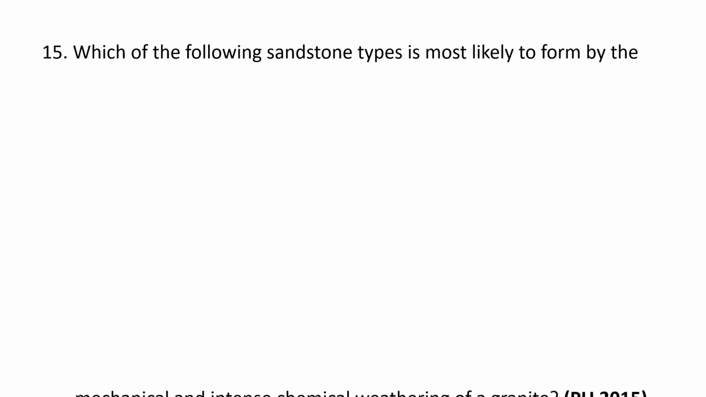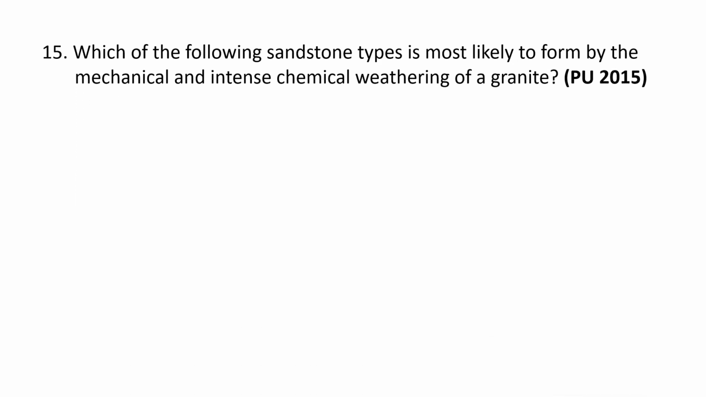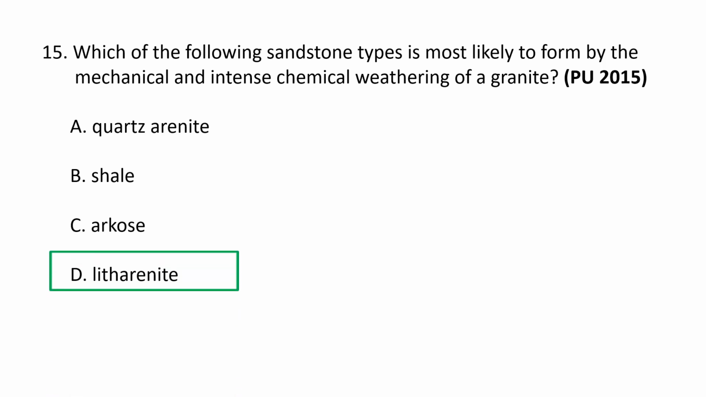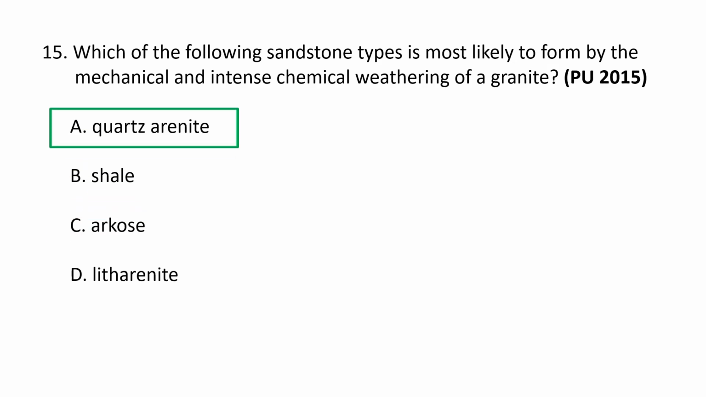Next question. Which of the following sandstone types is most likely to form by the mechanical and intense chemical weathering of a granite? A. Quartzarenite, B. Shale, C. Arkose, D. Litharenite. So the correct option is A. Quartzarenite. A quartzarenite sandstone is a sandstone composed of greater than 90% detrital quartz. And quartzarenites are the most mature sedimentary rocks possible, and these are often referred to as ultra or super mature and are usually cemented by silica. They often exhibit both textural and compositional maturity. So A. Quartzarenite is the correct option.